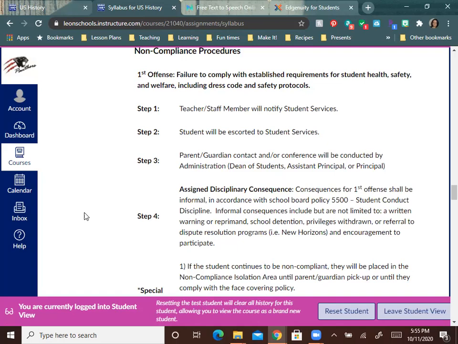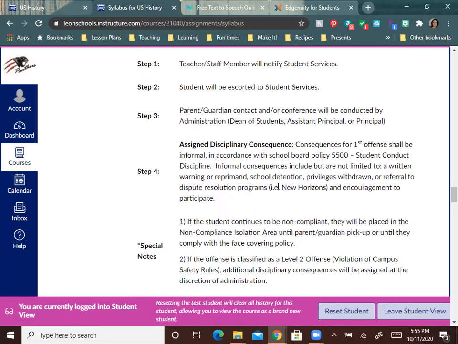Non-compliance procedures. So the first offense, a failure to comply with the established requirements for student health, safety, and welfare, including dress code and safety protocols, means that we have to notify student services, who is Mr. Baker, and then the student is escorted to student services. Then the parent or guardian is contacted, and a conference will be conducted by the administration. And then it's up to them for the assigned disciplinary consequences.